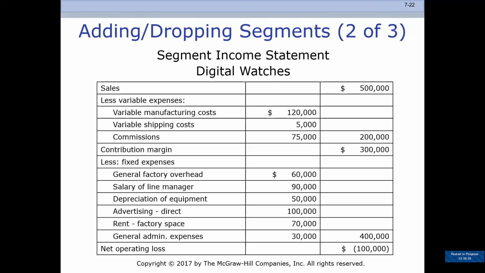Advertising, direct advertising for these digital watches, that's a fixed cost. Could you get rid of that by getting rid of the product that you're advertising? I deliberately framed it that way to make it obvious, right? If you get rid of the product you're advertising, there's no need to advertise it. So even though this is a fixed cost, that $100,000 for advertising, we could get rid of that.